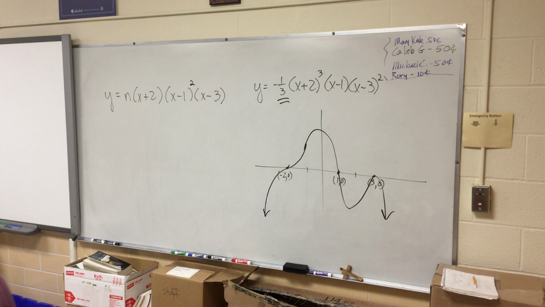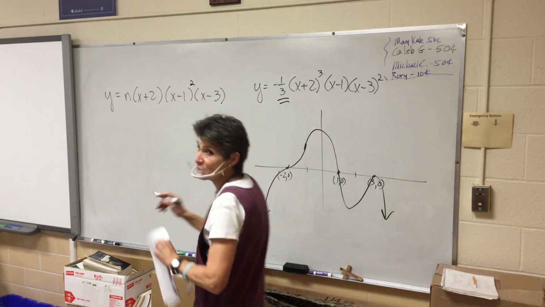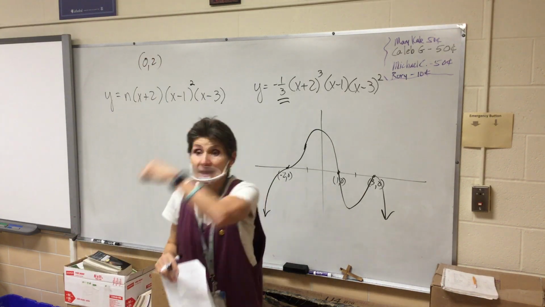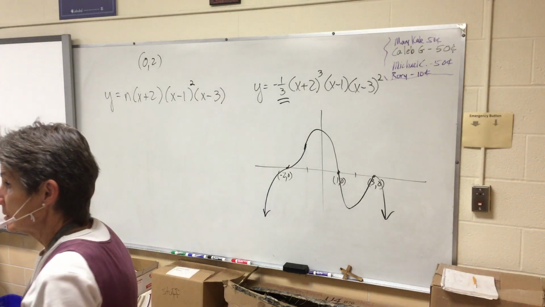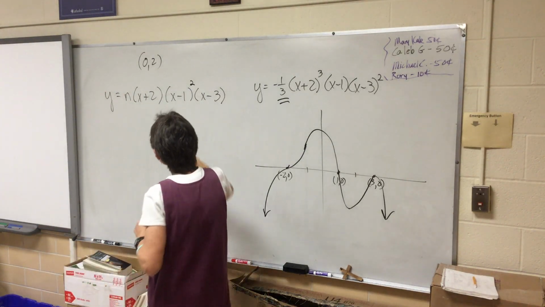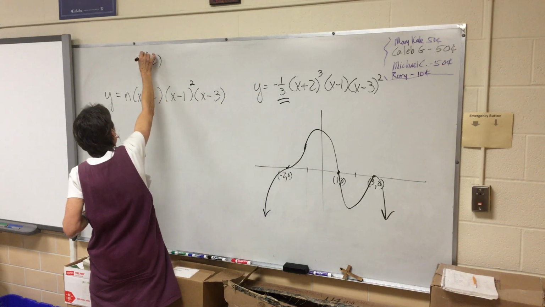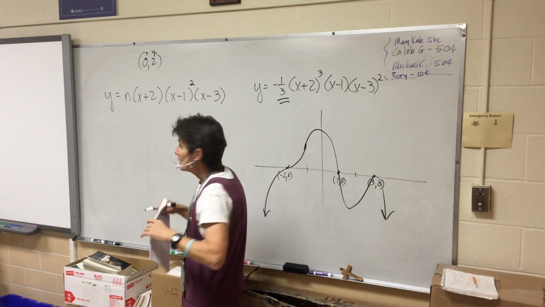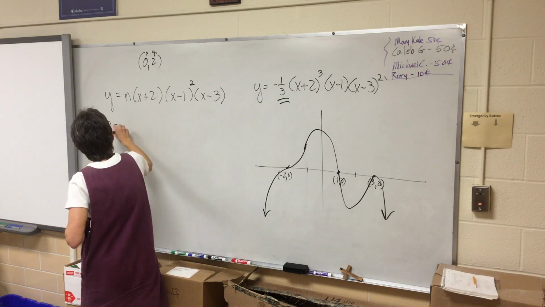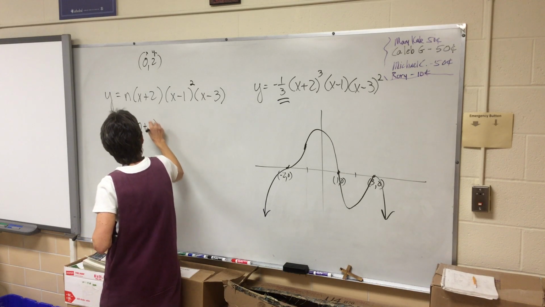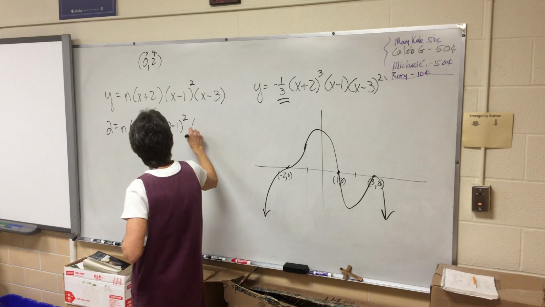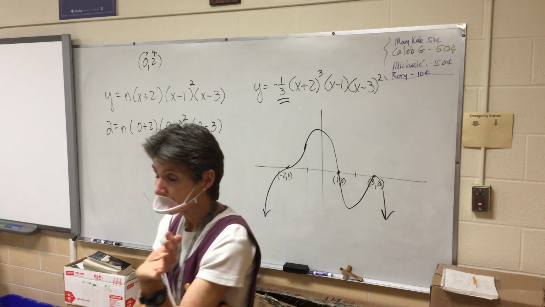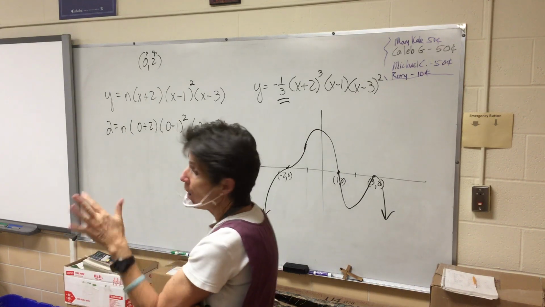You gotta plug in a point, and not just any point, Gabe. Plug in the one you haven't used yet, which is that random 0, 2 up there. You plug in the extra point. So you're gonna plug in the point 0, 2: x is 0, y is 2. So here we go. 2 equals n times 0 plus 2, 0 minus 1 squared, 0 minus 3. So I plug in 2 for the y, and then 0 for all of the x's.